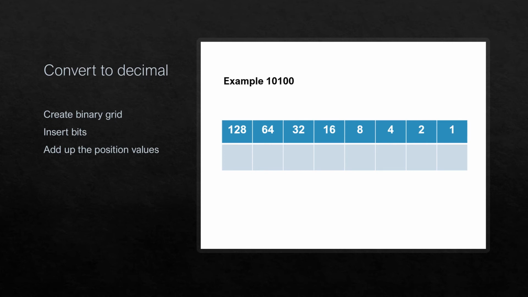If you're given a number and you've got to convert it to decimal, just put it into the grid. Put it as far to the right of the grid as you can and fill up any spare places with zeros. And then you simply add up all the position values where you see a 1. So in this case, there's a 1 under the 16 and under the 4. So that binary number represents the same as the decimal number 20.